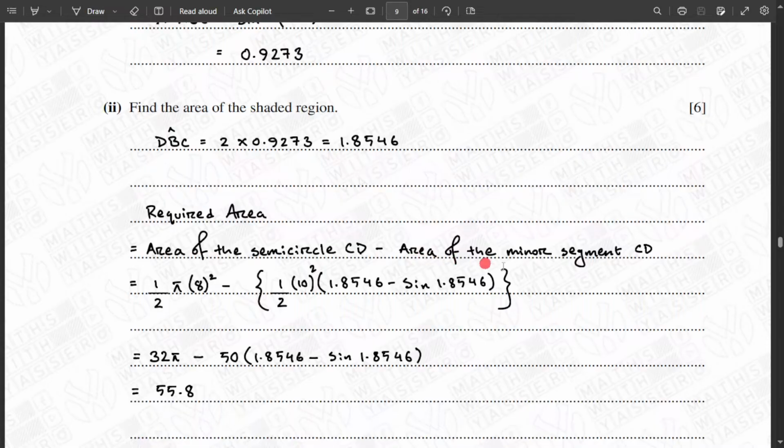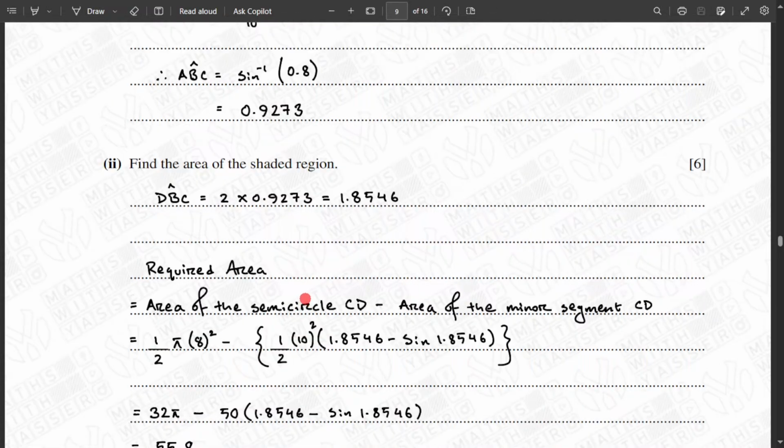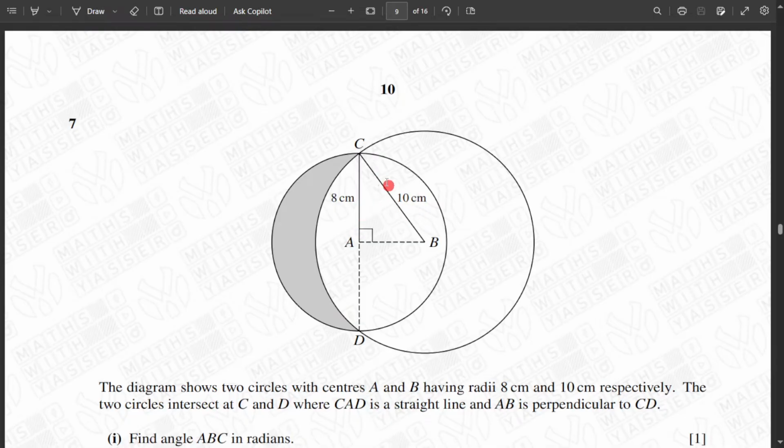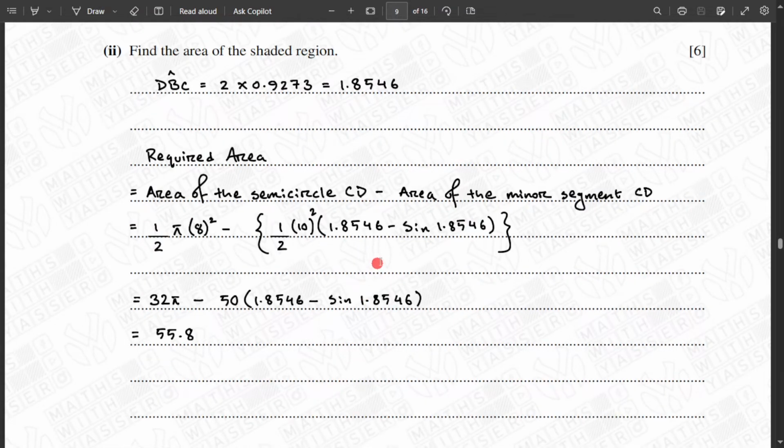Now, area of the minor segment CD, for this, what we can do, we can use the formula, which is half r squared theta minus sine theta, where radius is 10. So we are taking the radius of the bigger circle. So with the help of this, we can find the area of the minor segment. So area of the minor segment will be half r squared theta minus sine theta. And we know that theta is 1.8546, minus sine 1.8546.